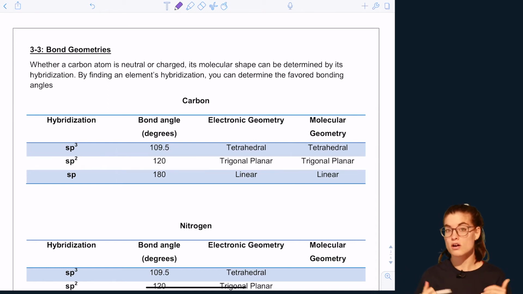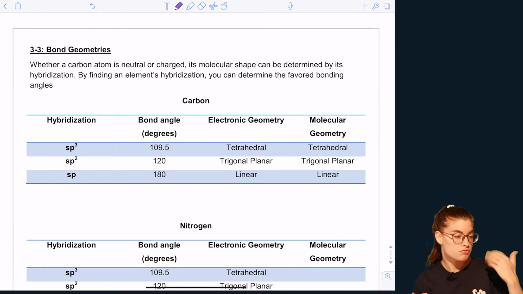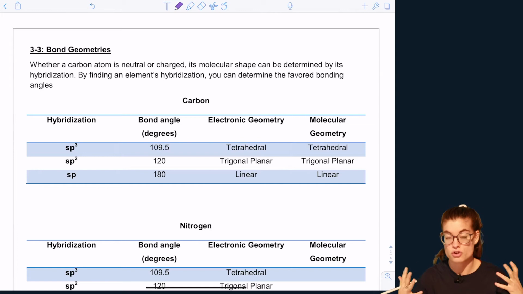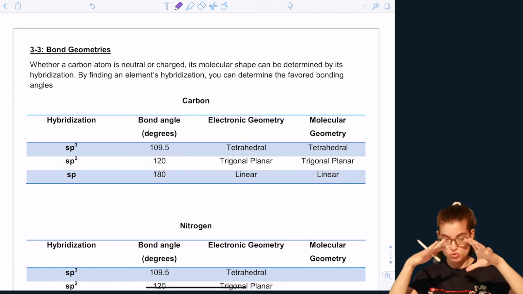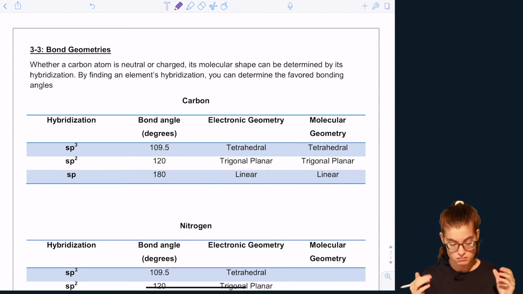In fact, geometries are caused by hybridization. So whether a carbon atom is neutral or charged, its molecular shape can be determined by its hybridization. That's what's so cool about hybridization. If I'm really familiar with hybridization, I can figure out the hybridization of a carbon, and then boom, I know the molecular shape of those directly surrounding atoms that are attached to that carbon. By finding an element's hybridization, you can determine the favored bonding angles.